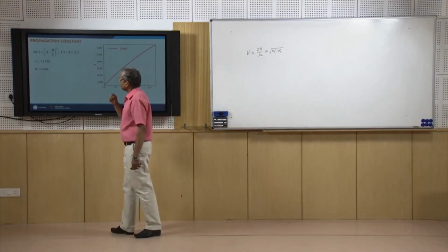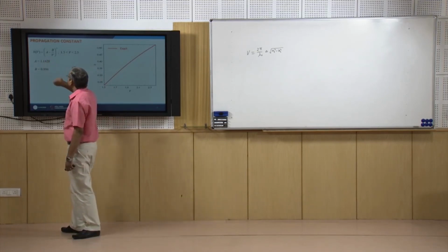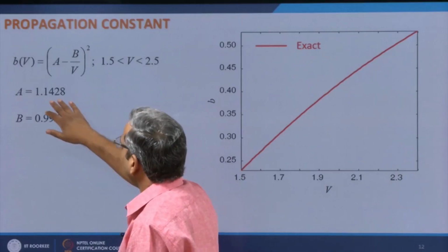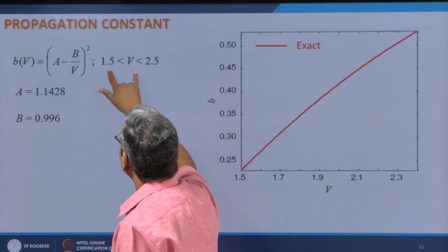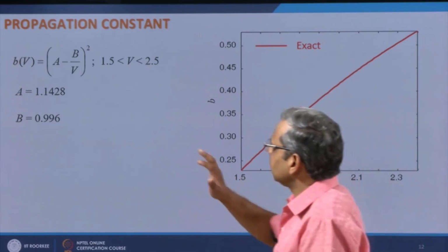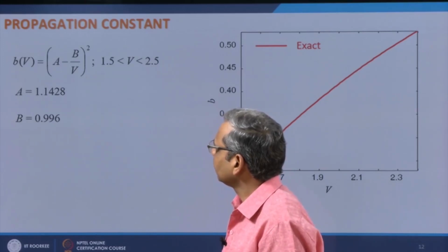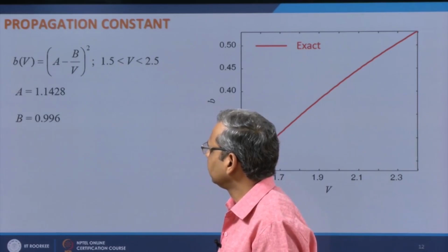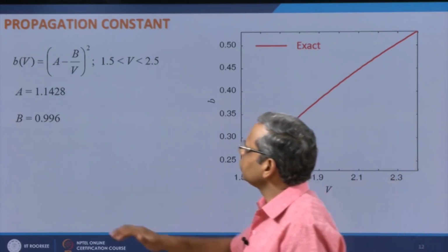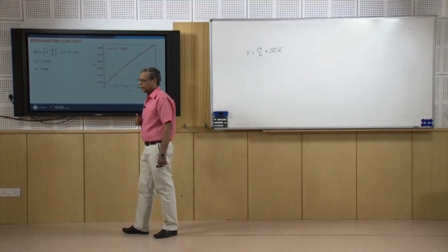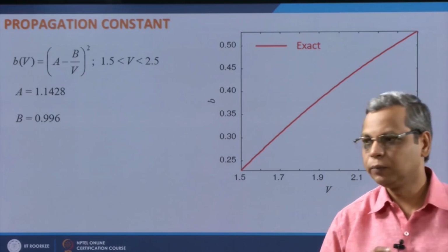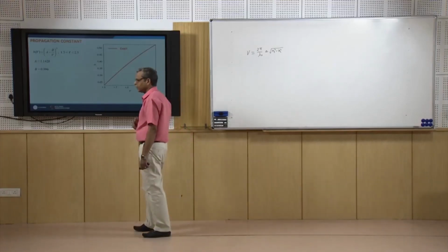It is seen that if you fit this equation to this curve, it fits very well for a equal to this and b equal to this, in the range of V from 1.5 to 2.5. So, this is an empirical relation between b and V, which is given by a minus b over V whole square, where a is equal to 1.1428 and b is close to 1. I can always use this empirical relation, if the value of V lies in this range, to obtain the propagation constant of the LP01 mode of the fiber, and it becomes very handy while doing calculations.